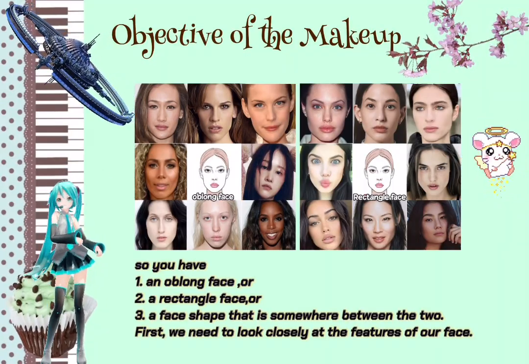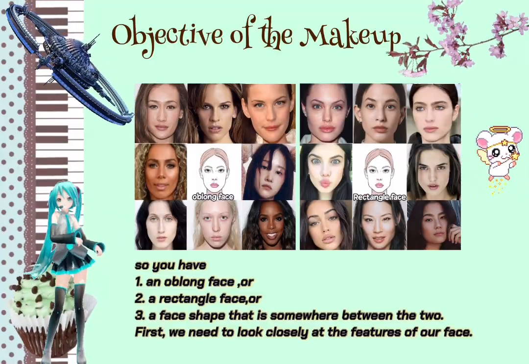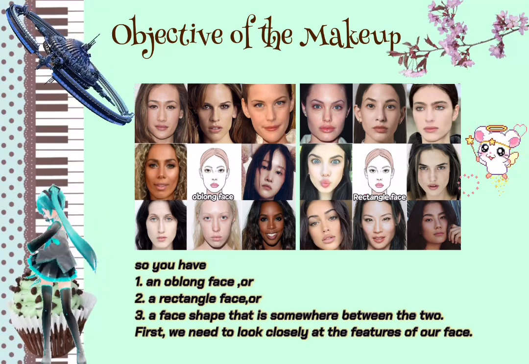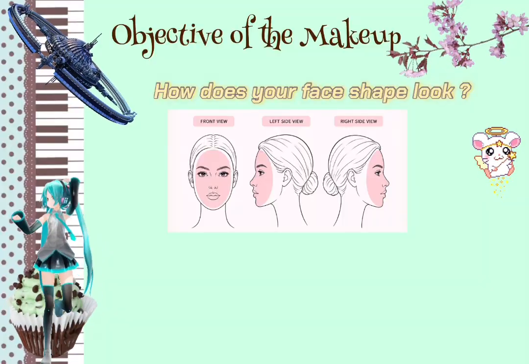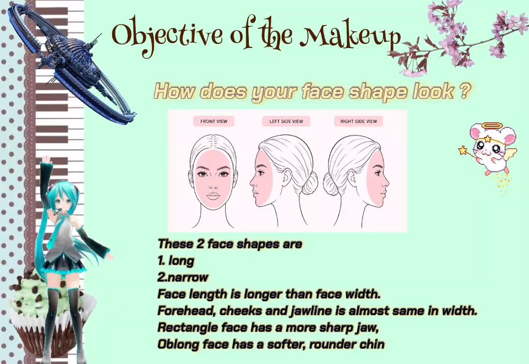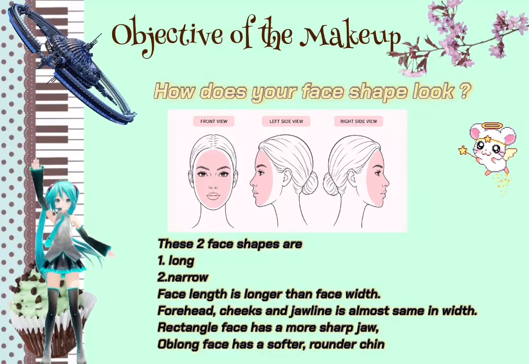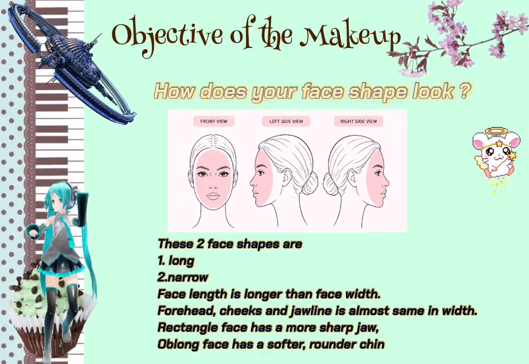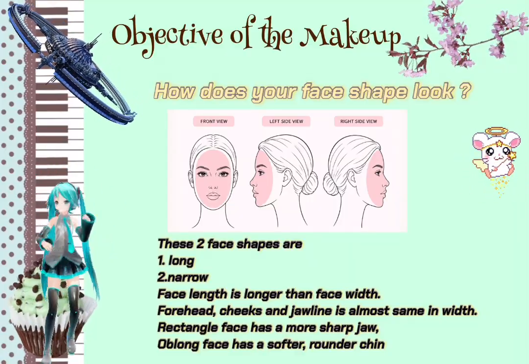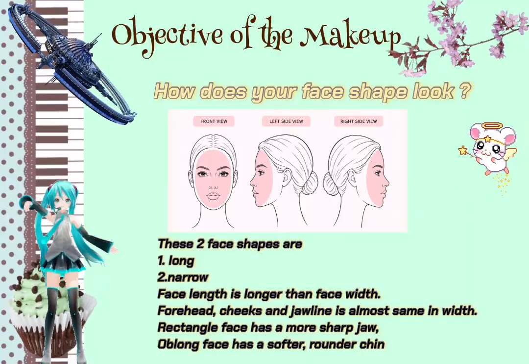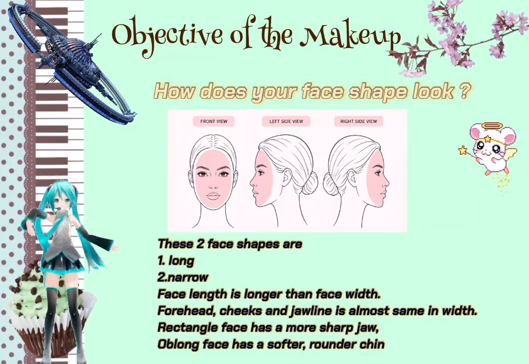So, you have an oblong face or a rectangle face or a face shape that is somewhere between the two. First, we need to look closely at the features of your face. How does your face shape look? These two face types are long and narrow. The face length is always longer than the face width. The forehead, cheeks, and the jawline is almost same in width. Rectangle face has a more sharp jaw, and oblong face has a softer and rounder chin.